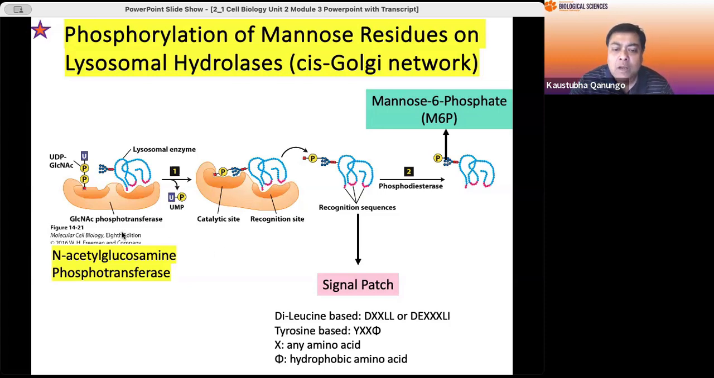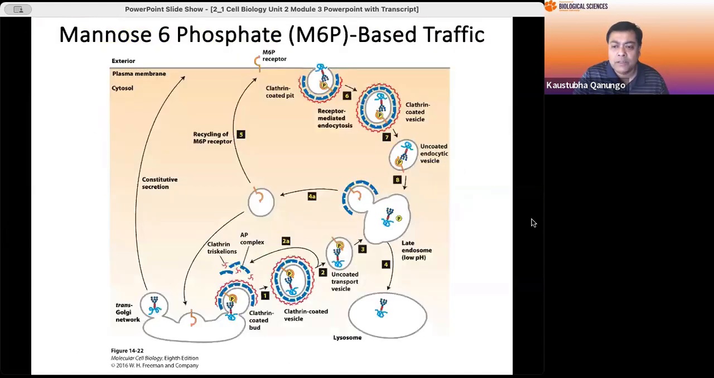Again, remember that the function is to make the signal. If the enzyme is defective by a mutation, the signal will not be put on and this protein will not go to the lysosome. So this will be a diseased condition. That type of question we can ask.